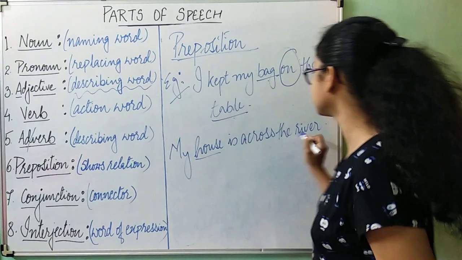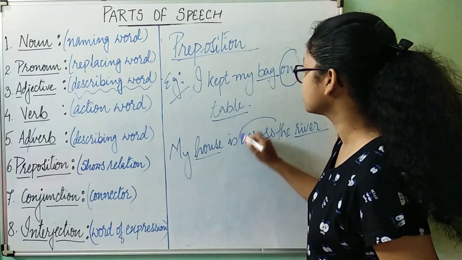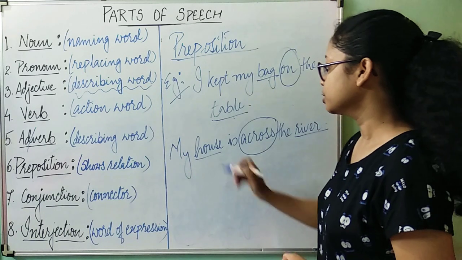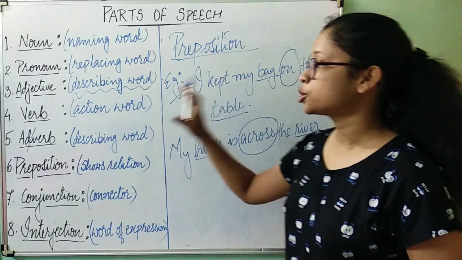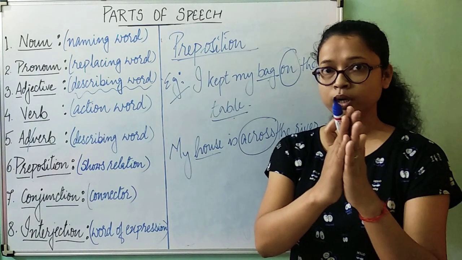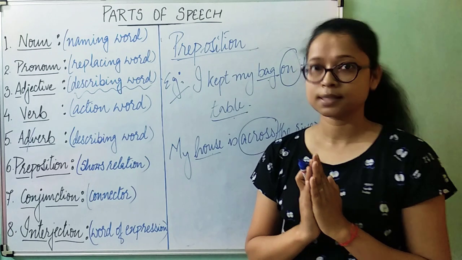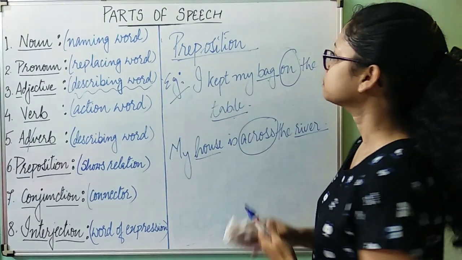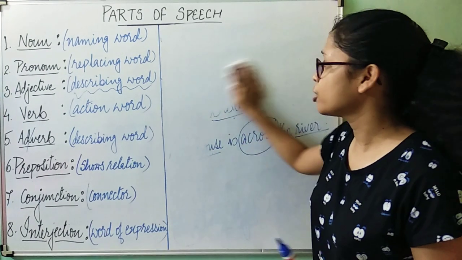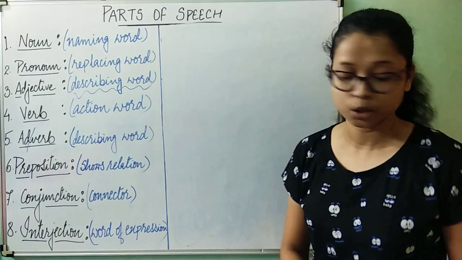Okay, so house and river. The relation between the house and river is being shown by the word across. So prepositions are the words that show the relation between a noun or a pronoun with some other words in a sentence. There are different types of prepositions, and we are definitely going to deal with them in the coming videos.